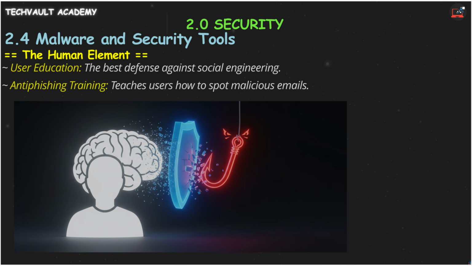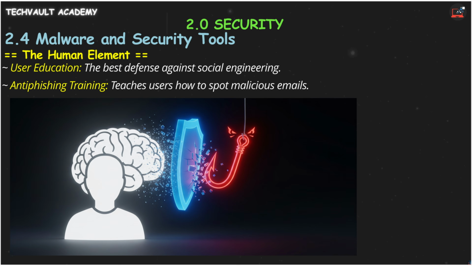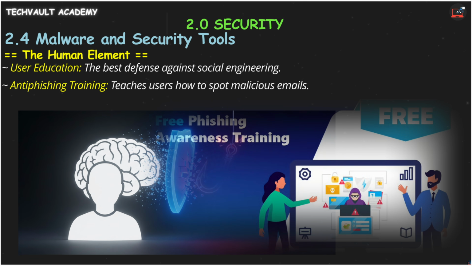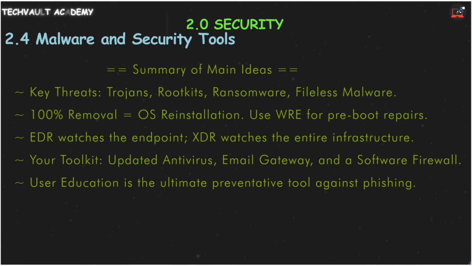Finally, the weakest link is often the human. User education is the best defense against social engineering. This means regular anti-phishing training to teach users how to spot malicious emails and internal testing to see if the training is working.